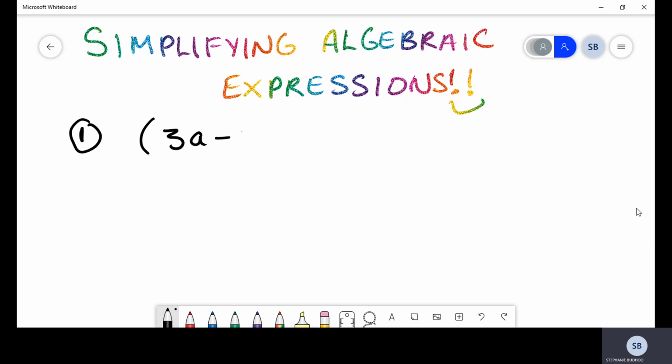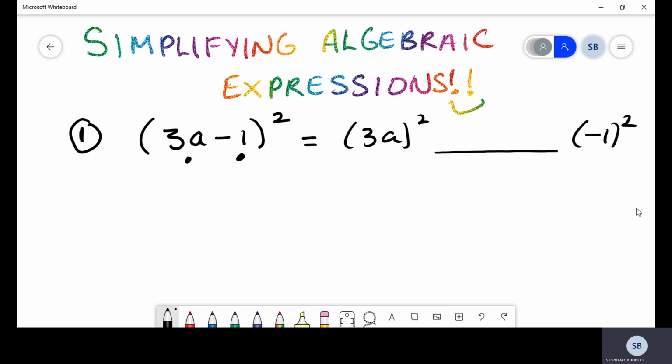how do we calculate 3a subtract 1 all squared? Well, I'm going to use my shortcut here. I am going to square my first term, so that's 3a all squared. Then I'm going to square my second term, which gives us negative 1 all squared. And to get my middle term, I am simply going to multiply my first term by my last term by the power. Let's see what we get.